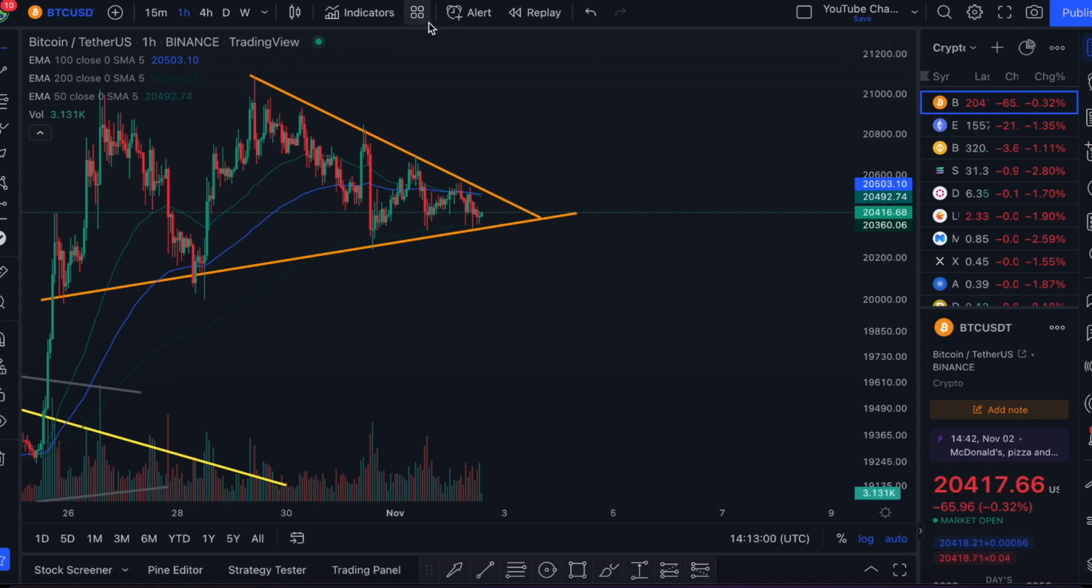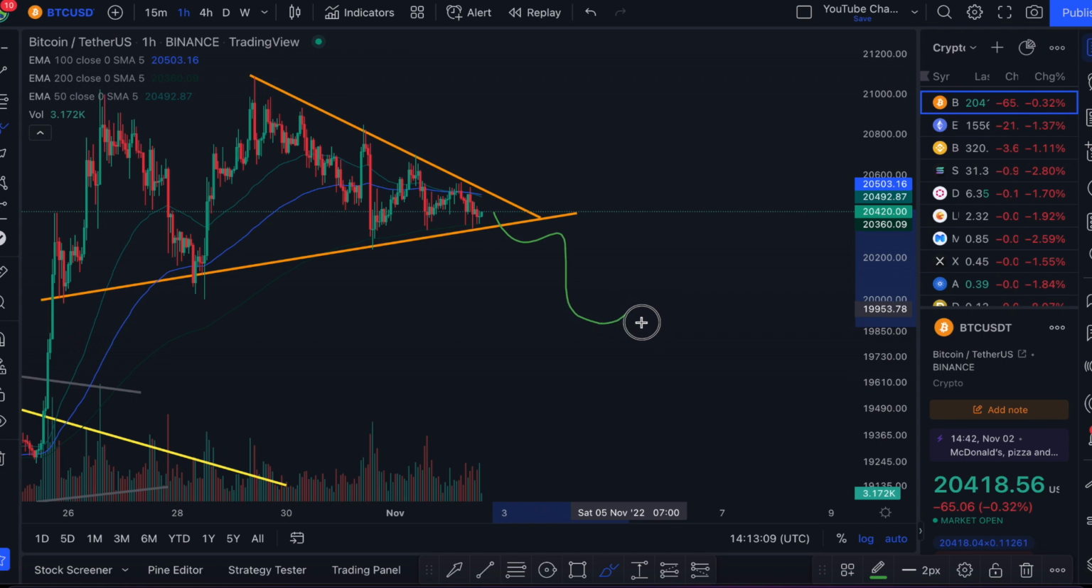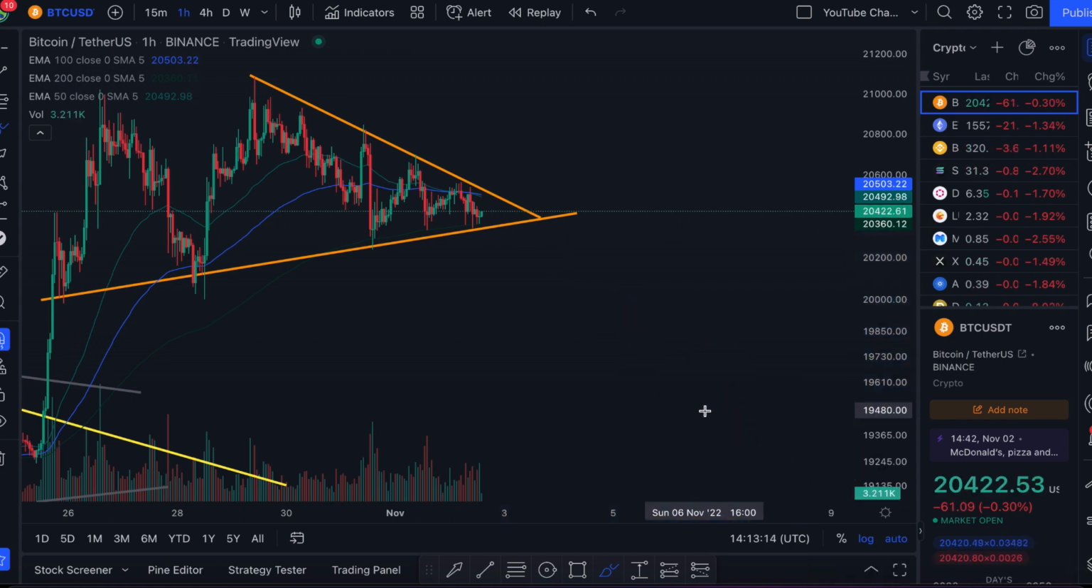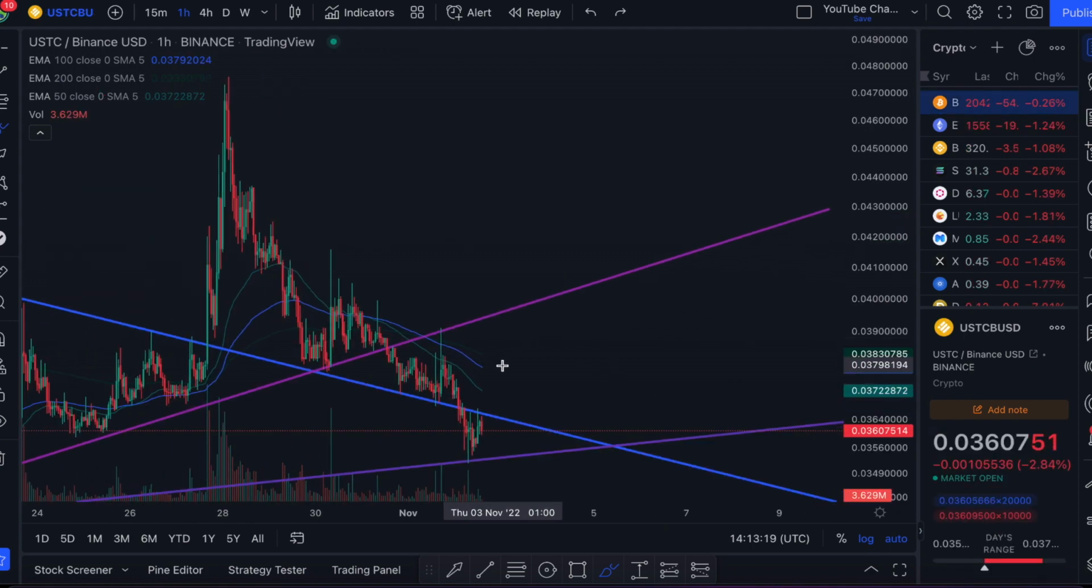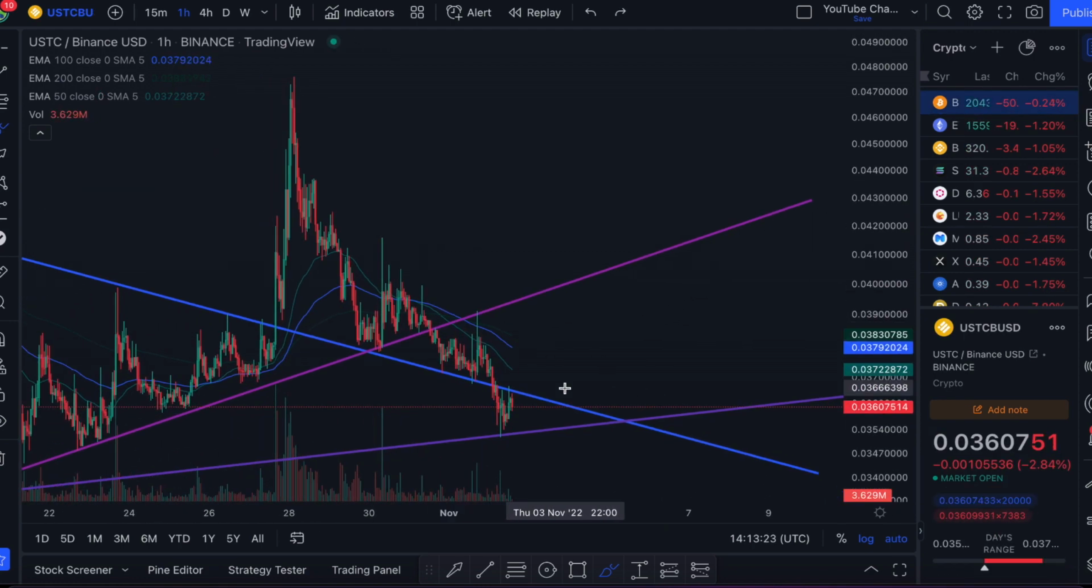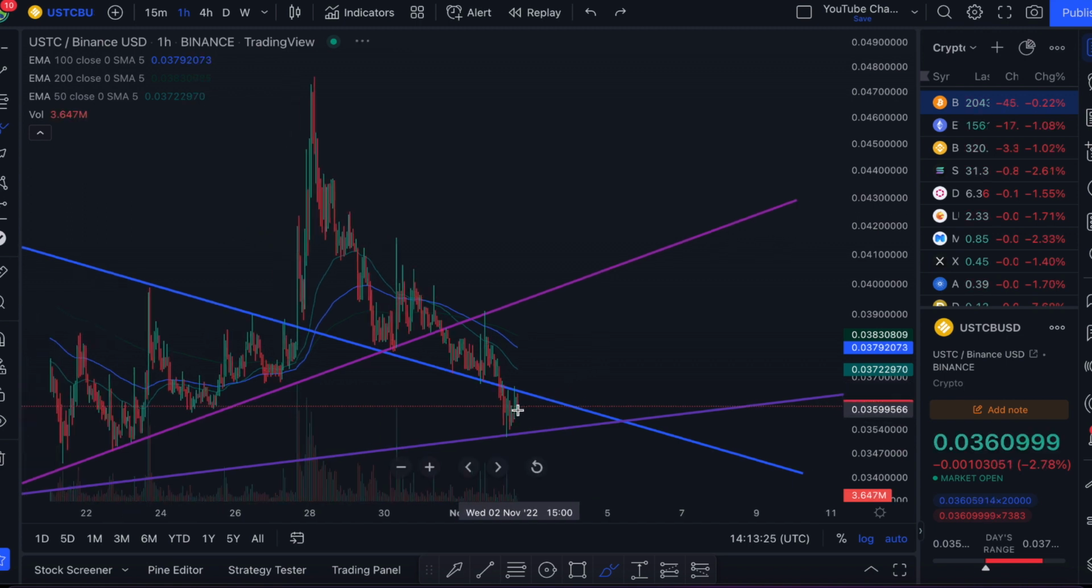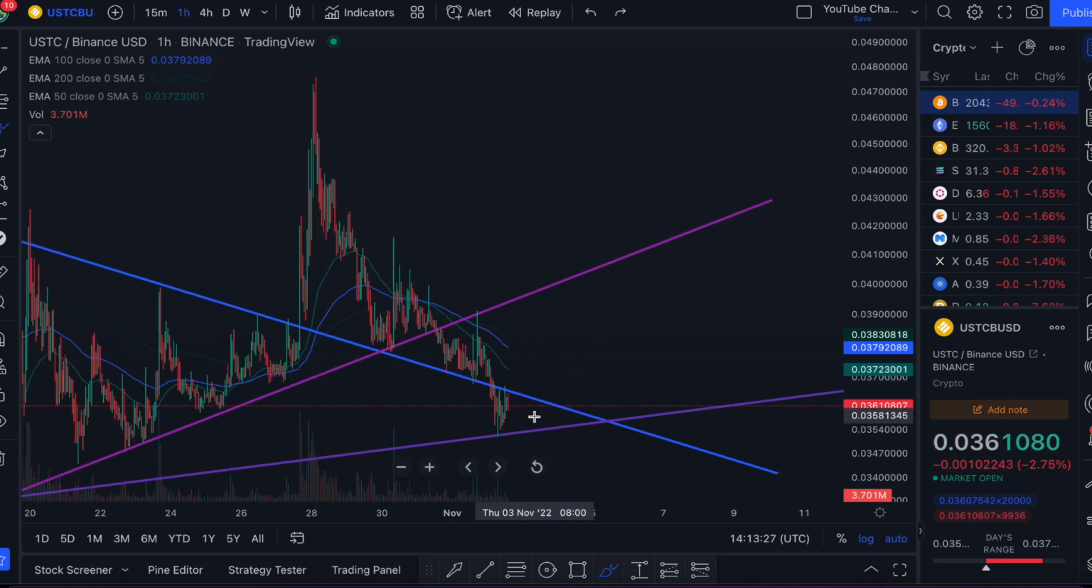And of course, if we get a 75 basis point hike, then we could see a pump, but generally over the next few days and weeks, we should see the price diminish here on Bitcoin to the 19,000s. And of course, other altcoins will follow, such as USTC. I'm not saying it'll follow the exact same price action as Bitcoin, but we should see a bearish bias here on the price in USTC.